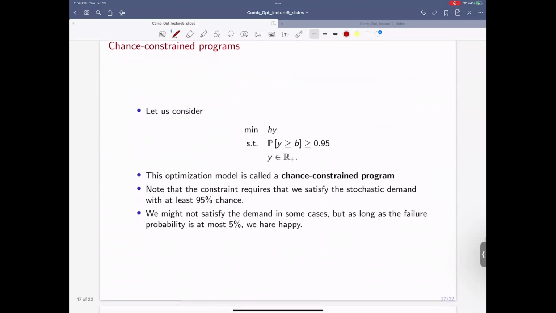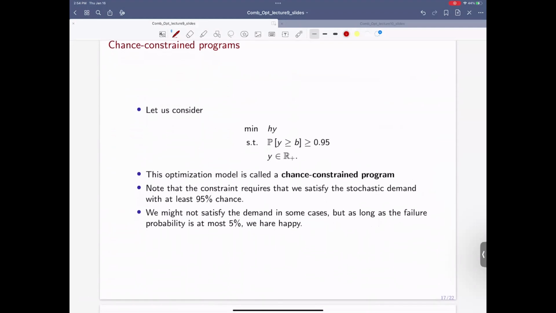That's the motivation for something called chance constraint programming. So let's look at this formulation. Instead of satisfying the demand for every scenario, what I impose is that I want to satisfy the demand with probability at least 95%. This is a probability because B itself here is a random variable. This is called the chance constraint program.